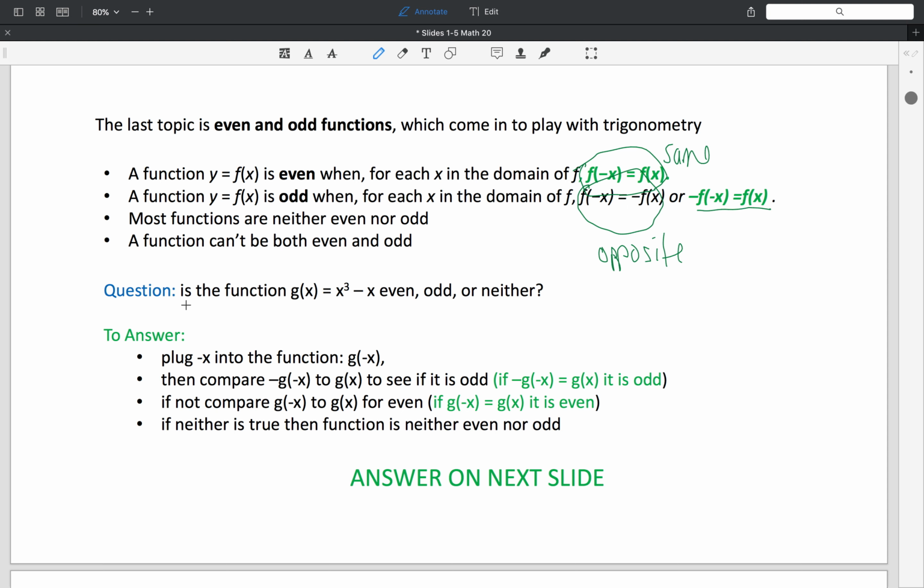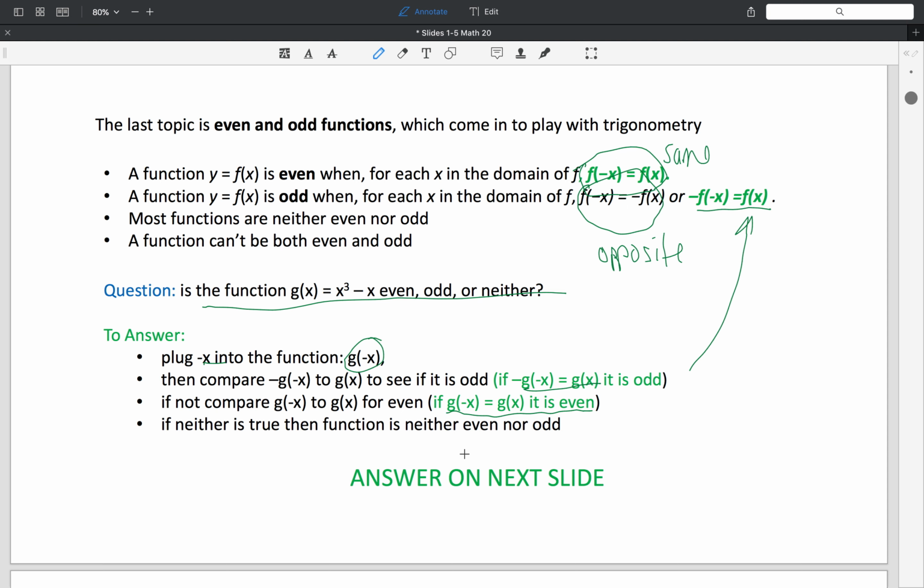So here's the question. We want to find if this function is even or odd or neither. A function doesn't have to be odd, and a function can't be both. So I'm always going to start by plugging minus x into here. And then first I'm going to look at minus g of minus x and see if minus g of minus x is equal to g of x, in which case that's odd. That's what we get from here. And then I'm going to plug in minus x into g and compare it to g of x. And if those two are equal, it's even, because you get the same if you plug in the minus or the positive.